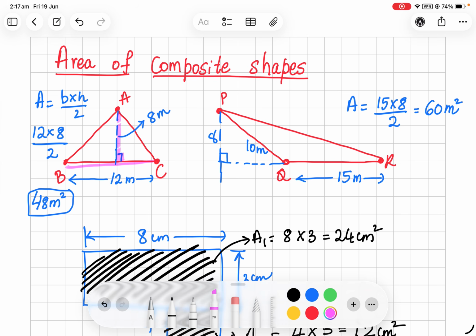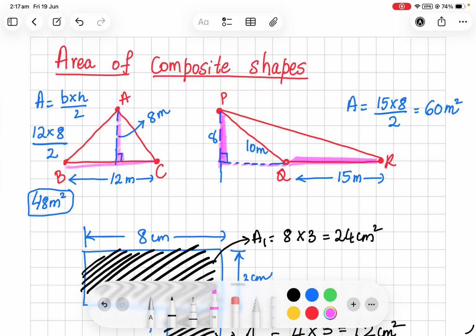Let's take a look at this second triangle, which is an obtuse triangle. Remember, the height always has to be a perpendicular line to its base. So you can extend your sides, and this is what it is. Your base is 15, but your height is this part. So you're going to do 15 times 8 divided by 2, which is 60 square meters.